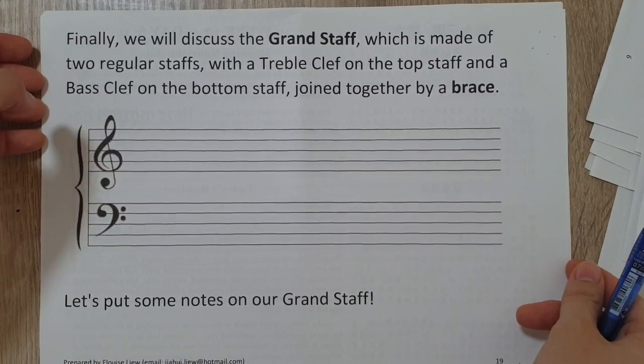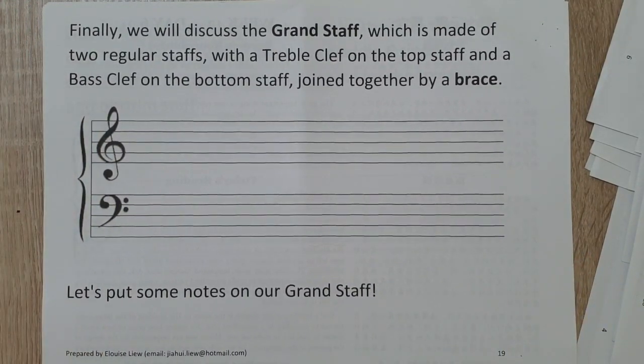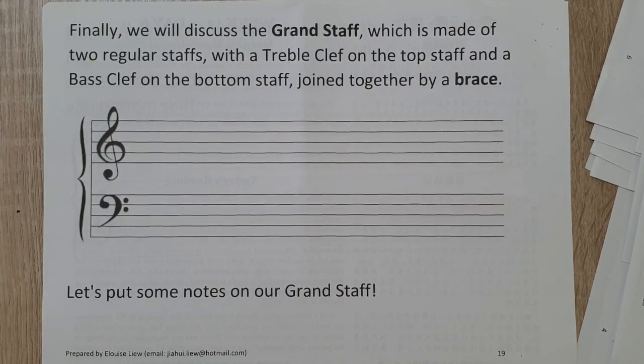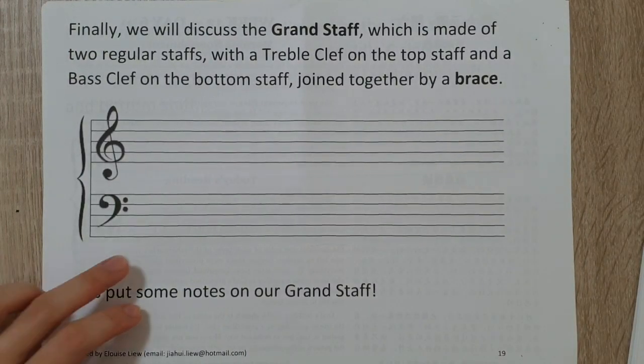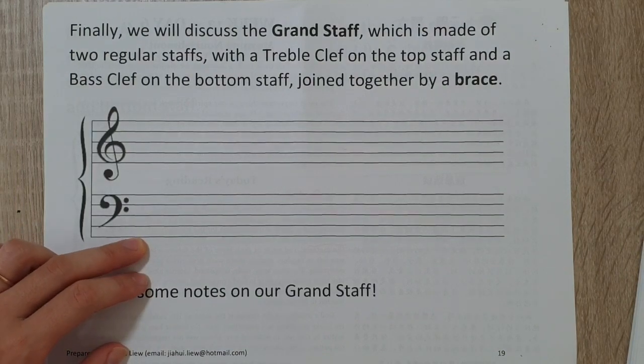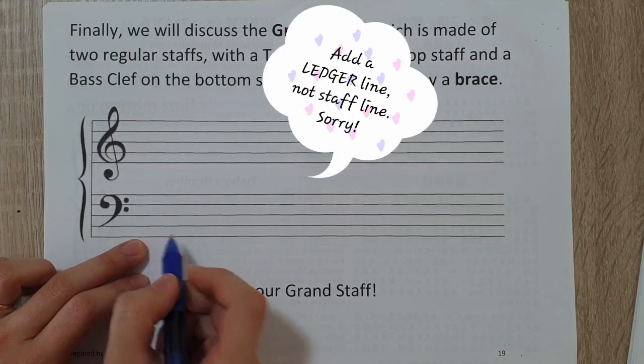Finally, we will discuss the grand staff, which is made of two regular staffs with a treble clef on the top staff and a bass clef on the bottom staff, joined together by a brace. Where's the brace? Here. So this is a grand staff. Let's put some notes on our grand staff. Starting from the first staff line for our bass clef. Remember, good boy does fine always, right?